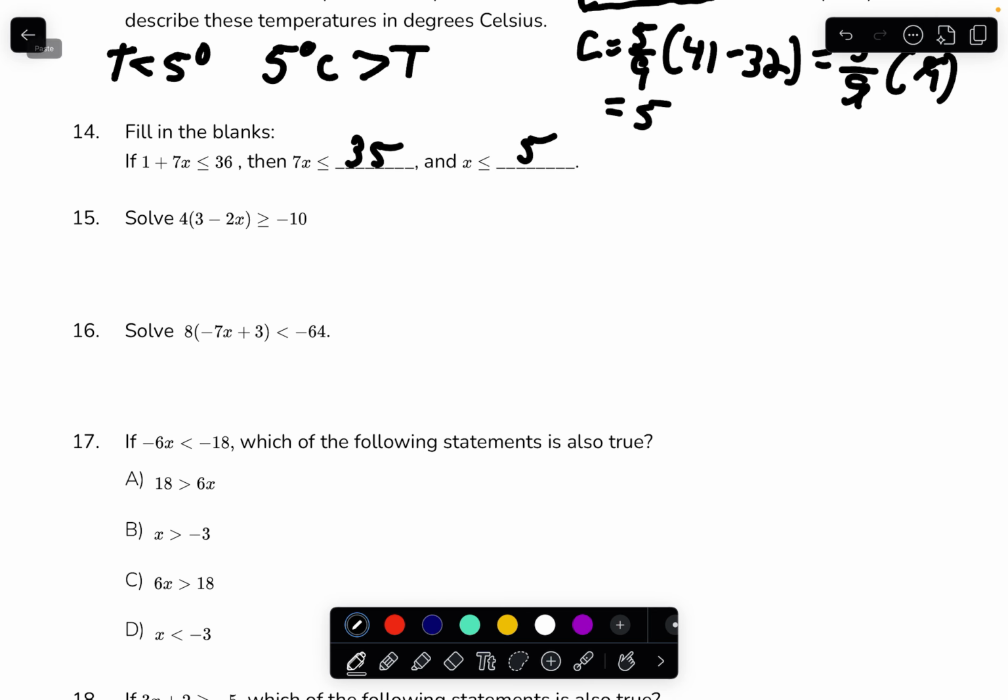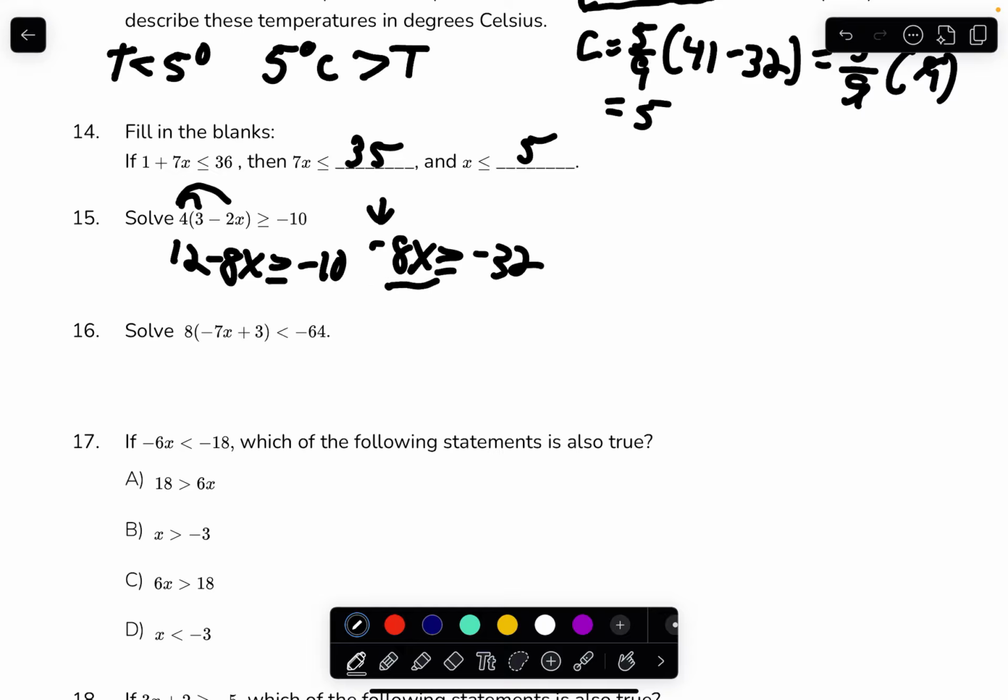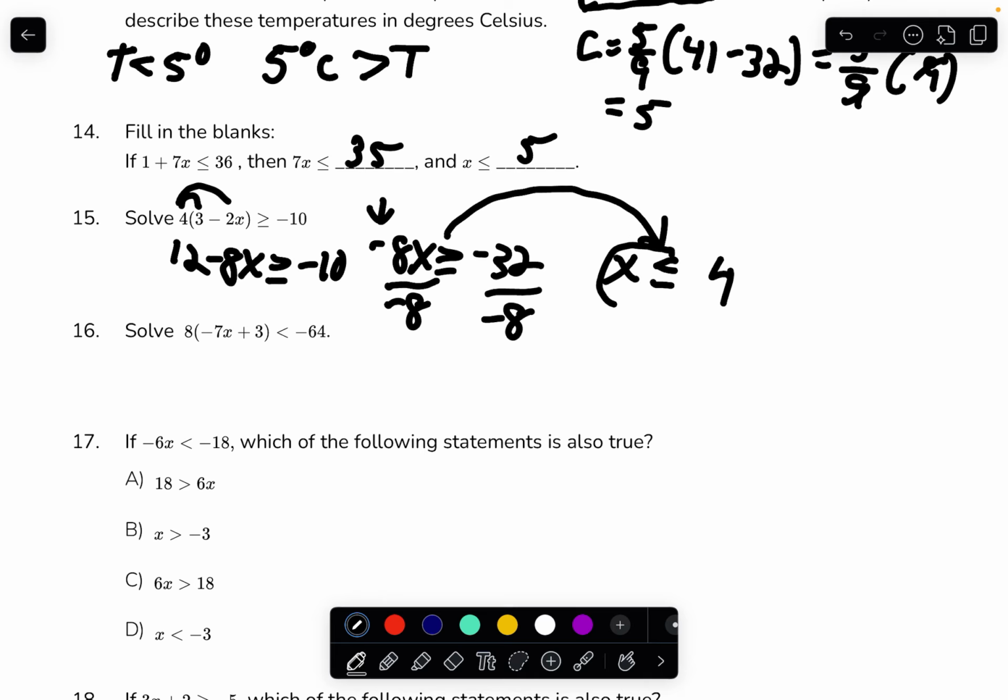In this case, on 15, distribute and simplify. So that's 12 minus 8x is greater than or equal to negative 10. Subtract 12, you get negative 8x is greater than or equal to negative 32. Warning, variable negative. Remember what happens when we divide by negative 8, which is what we need to do. Negative 32 divided by negative 8 is 4. Then we have x, but remember, since the variable was negative, we have to flip that inequality symbol. And it's this: x is less than or equal to 4, and that's the solution.